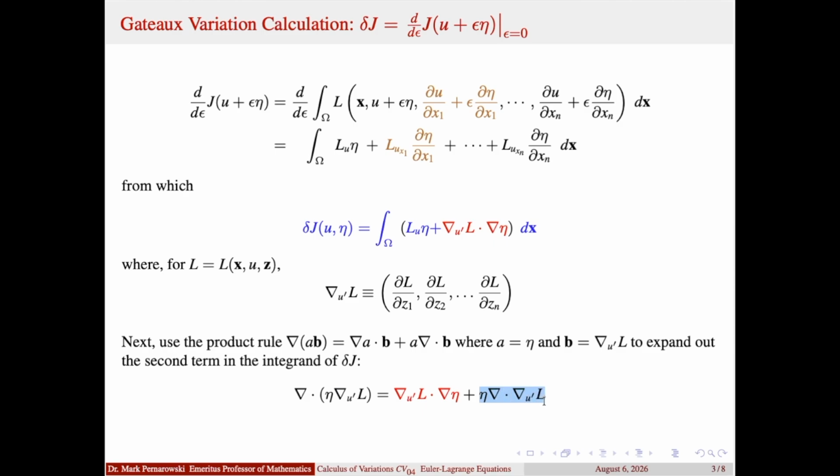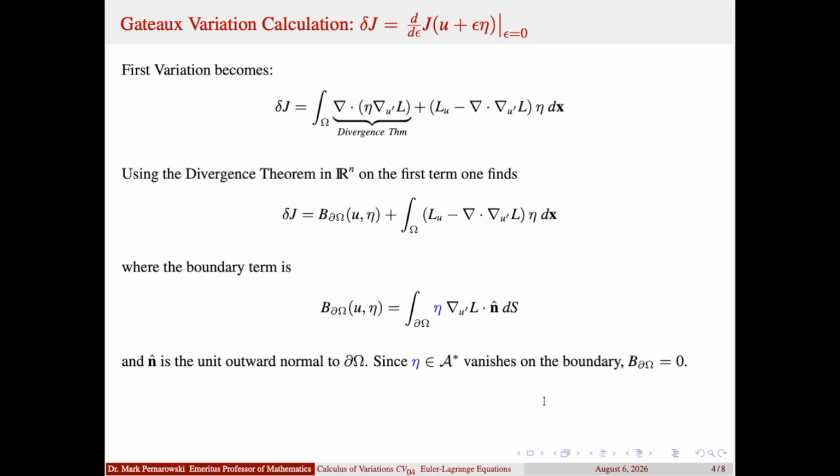That gives this. So then I've got the first variation of J is equal to a divergence of some expression plus a bunch of terms that multiply eta. So this is starting to look more like what we had before, Euler-Lagrange. We want to make something times eta. Well, I still have to do an integration by parts.